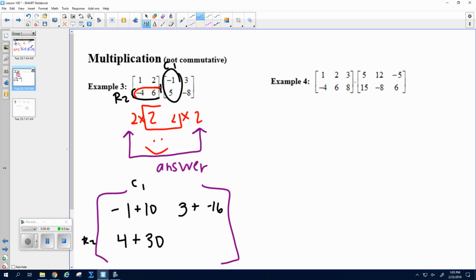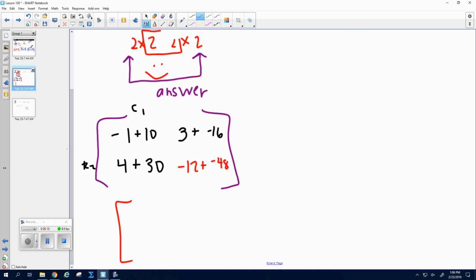Okay, now I'm going to do row 2 times column 2. So I'm going to multiply negative 4 times 3, and I'm adding it to 6 times negative 8. What's negative 4 times 3? Negative 12 plus 6 times negative 8, negative 48.